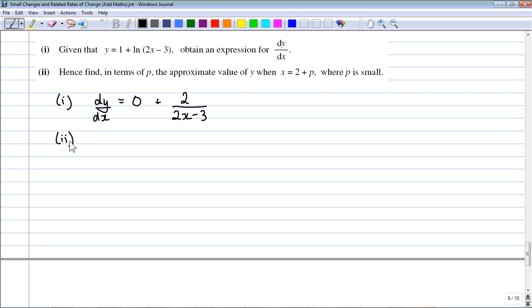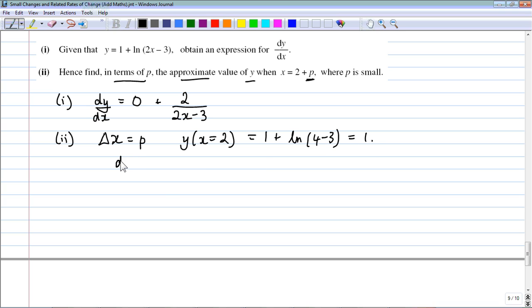So for part 2, in terms of p, approximate value of y when x is 2 plus p. So again, delta x is p. Y when x equals 2 is equal to 1 plus log of 4 minus 3. And log 1 is 0, so that's 1. And dy by dx when x is 2 is 2 over 2 times 2 minus 3, which is 2.